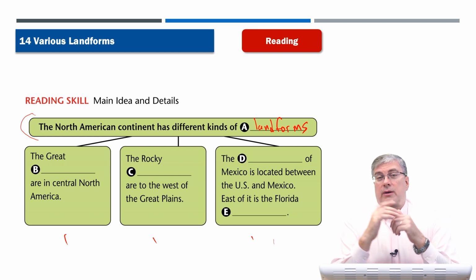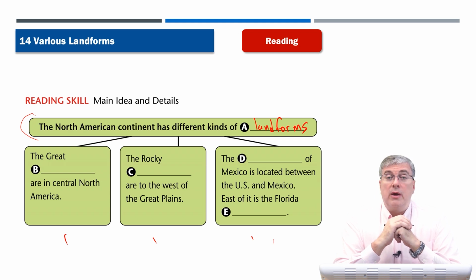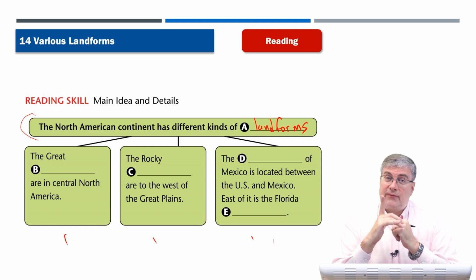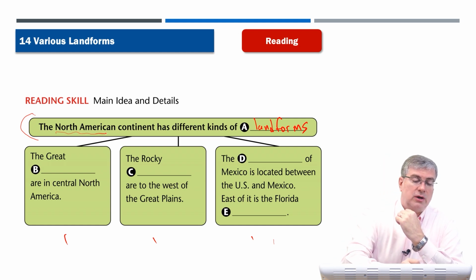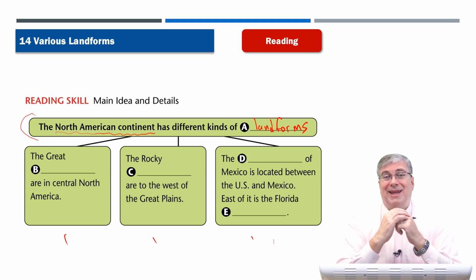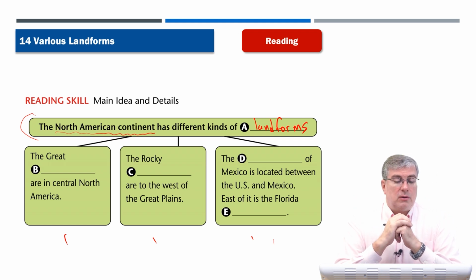And more than one, there's many different kinds of landforms. What are they? Well, let's look at the details. The first example of a landform in the North American continent. Oh, by the way, the North American continent, we're not just talking about America, we're also talking about Canada as well. So that's an important point, obviously.